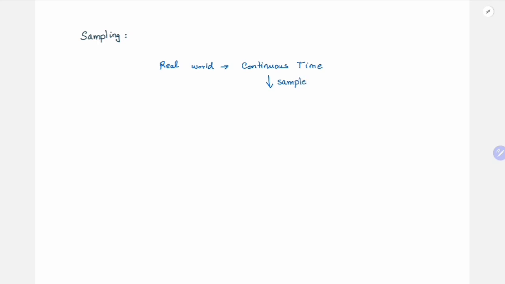So what is sampling? We take values of a continuous time signal at equal time instances to get a discrete time signal.